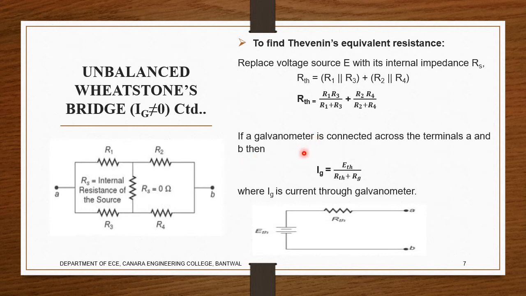If a galvanometer is connected across terminals A and B, ETH we have found in the first step, and RTH in the second step. IG is equal to ETH divided by RTH plus RG, if the resistance of the galvanometer is available. So we have to consider that case. If they have given it, we consider it; otherwise we directly take ETH divided by RTH.